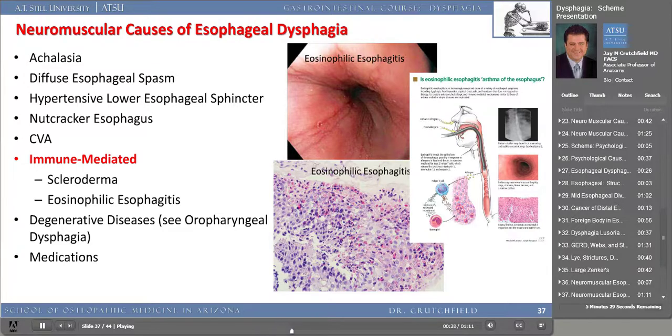Of course, if the patient has had a stroke, this is definitely a neuromuscular cause of esophageal dysphagia, although usually patients who've had a stroke suffer from oropharyngeal dysphagia since it's the oral phase which is under voluntary control.